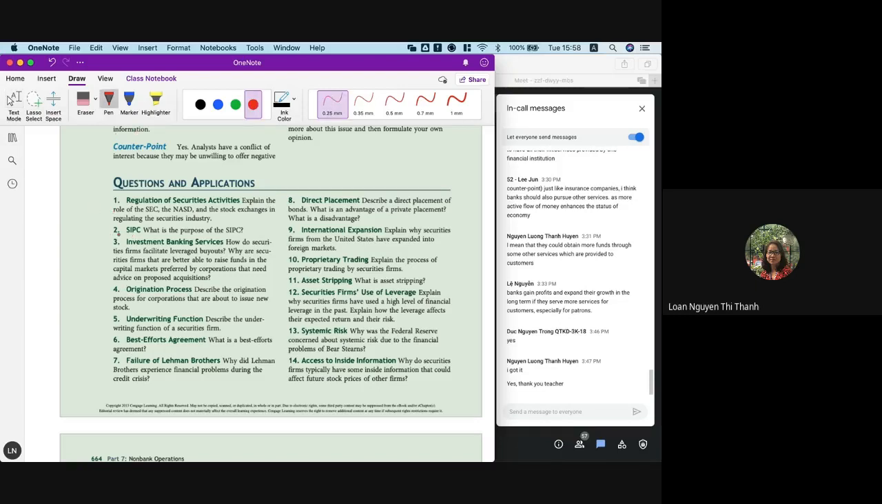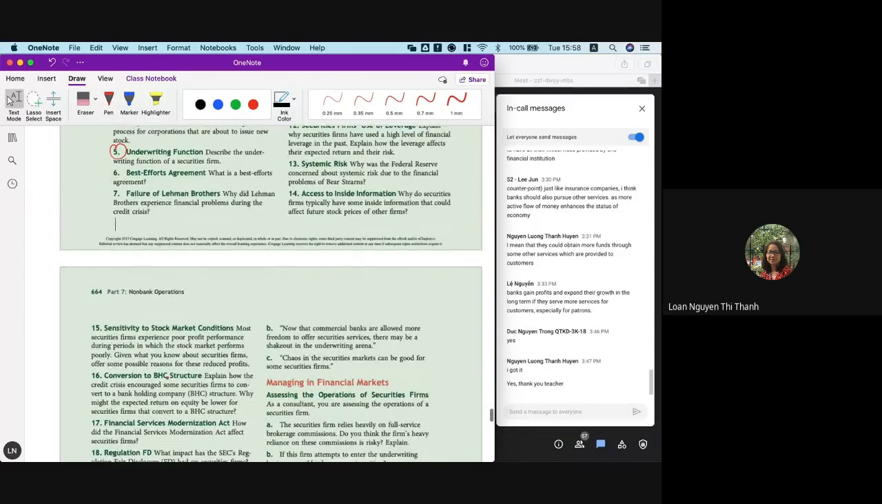Number 3, investment banking services. Underwriting function. In the US, we had the financial crisis and the failure of Lehman Brothers. So you can find out more information about that. Okay, a good case study.